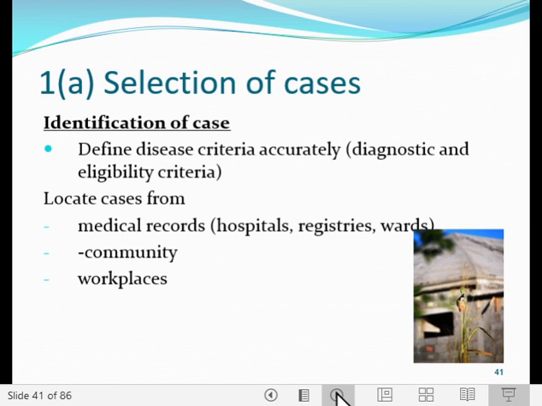So, there are 2 types of criteria you select in the disease criteria: diagnostic criteria and eligibility criteria. Once you start the study, you cannot change the criteria. If you are not getting the cases or the controls, you cannot change in between in this study. Where will you locate these cases? You can locate the cases from medical records easily, from the hospitals, registries or wards, or you can go in the community and look for them, or in the workplaces.